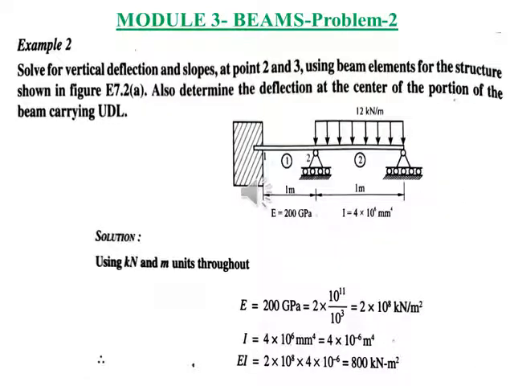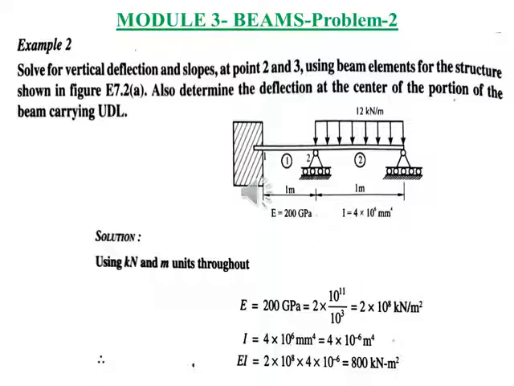So let us see the next problem. Problem number 2. Solve for vertical deflection and slopes at point number 2 and 3 using the beam element for the structure shown in the figure. Also determine the deflection at the center of the portion of the beam that is carrying the UDL.